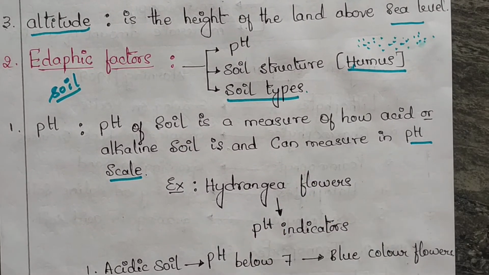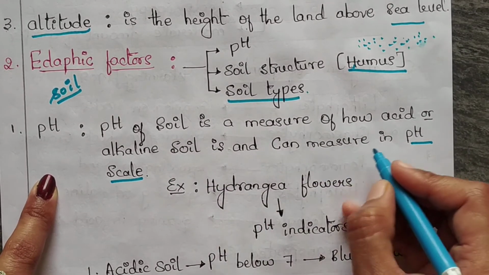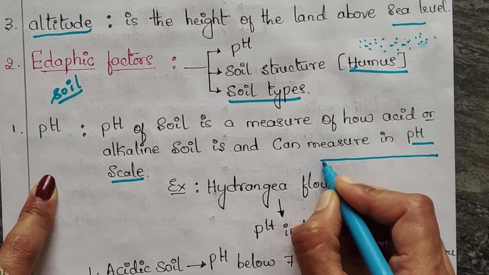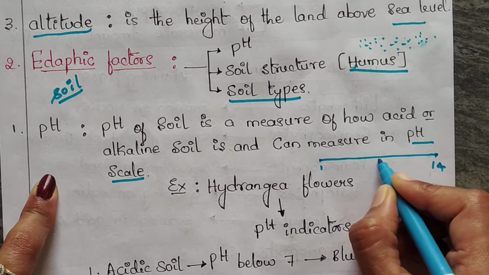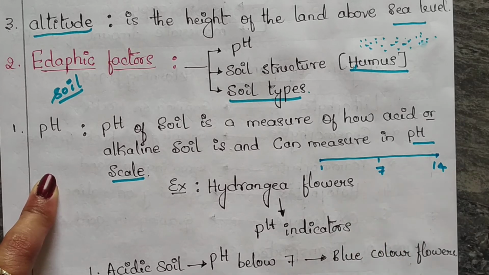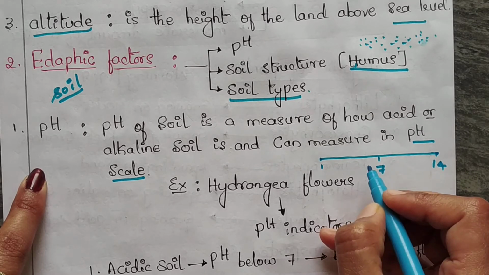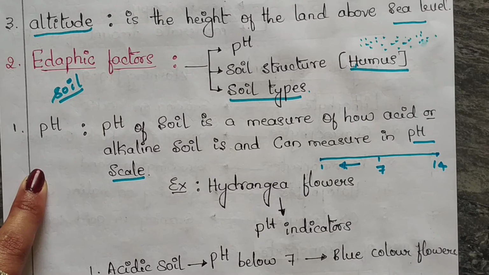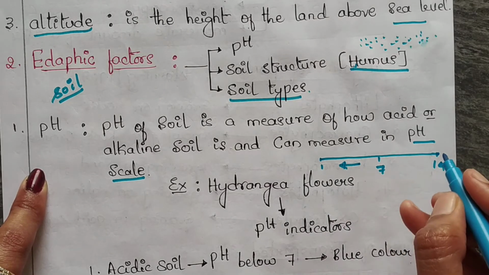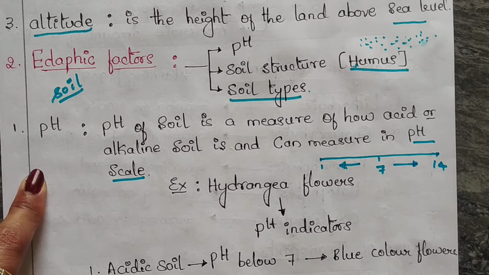And the pH of the soil we can measure on the pH scale. The pH scale is the one which starts from 1 and goes up to 14. When the pH is below 7, then we call it acidic soil. When the pH is above 7, then we call it alkaline soil.